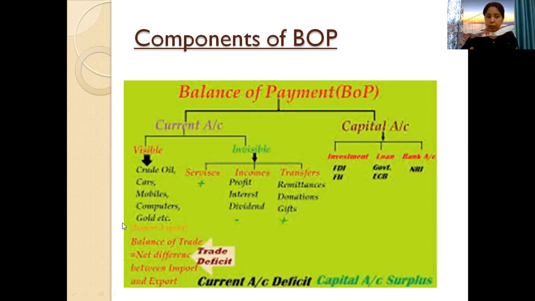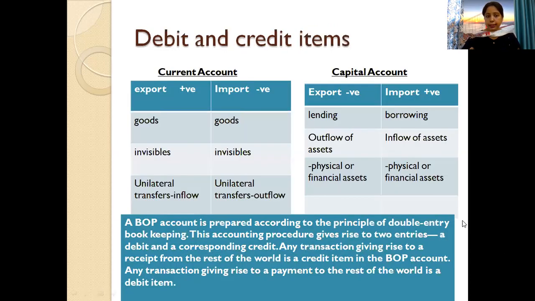These visible items are known as balance of trade. That is the net difference between import and export. When import is more and export is less, it creates a trade deficit. Now comes the capital account. The second component, we have investments like foreign direct investment, foreign institutional investments. We have loans. We have done borrowings already, right? Commercial borrowings and external assistance. Then we also have banking capital transactions. Is it clear to all of you? Then goes to the next slide.